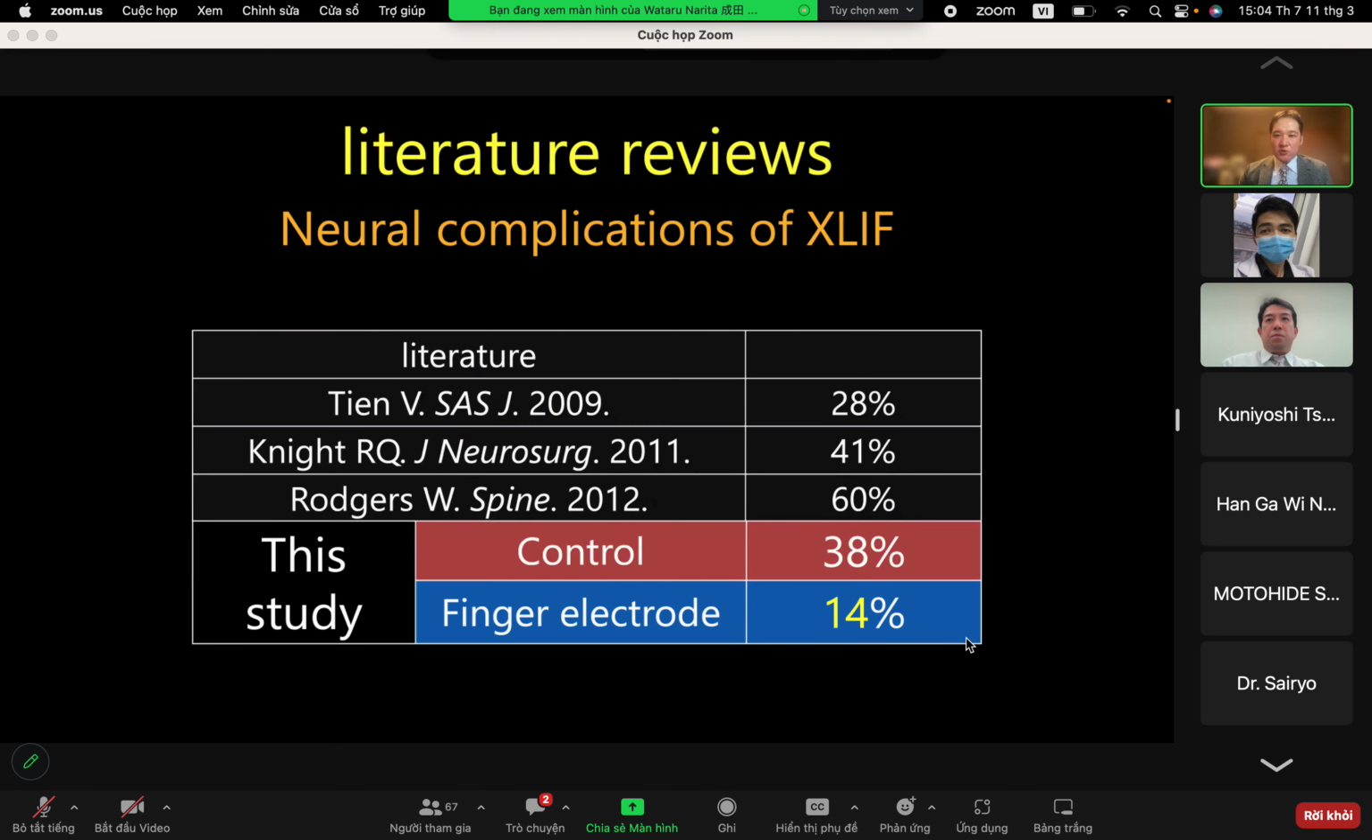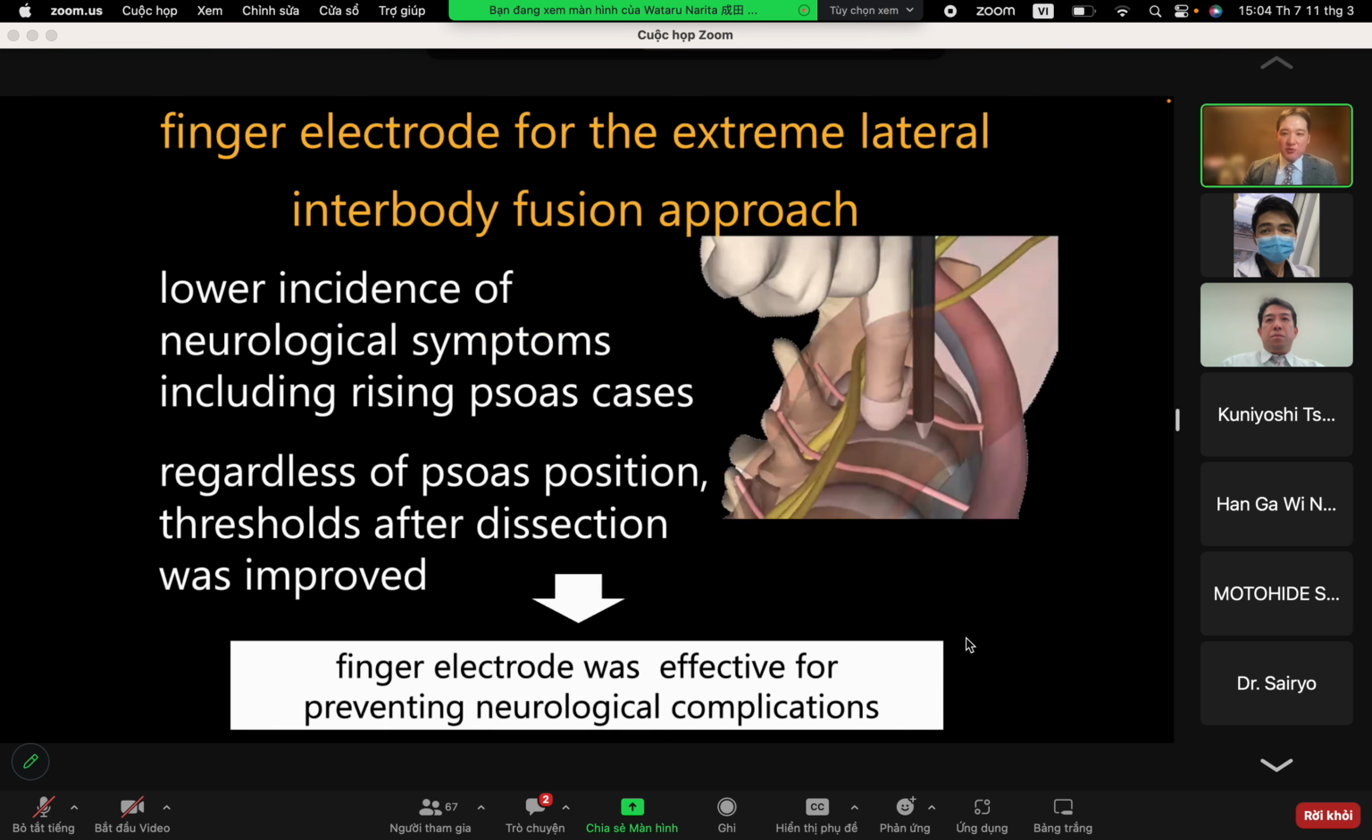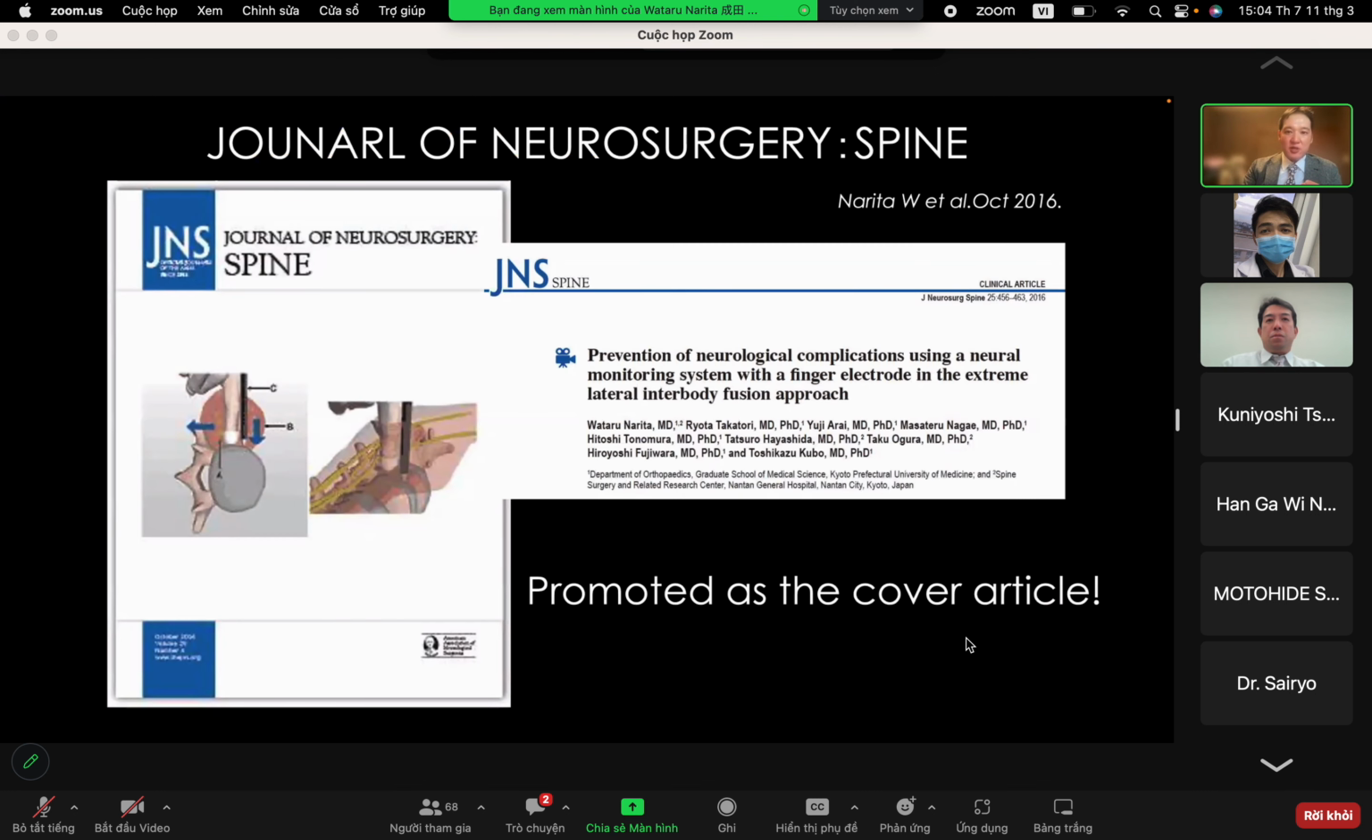This slide shows some reviews about neural complications here. As a result of this study, this is a safer method for XLIF. I think so. I think this slide. And so this is my paper. It's basically an honor to me.